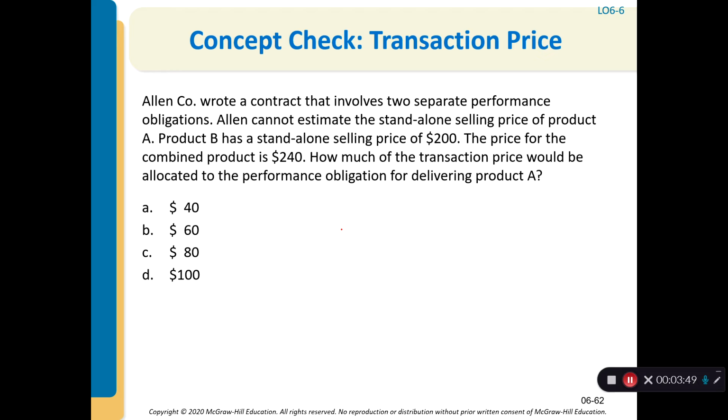So then we do the concept check. Allen Company wrote a contract that involved two separate performance obligations, and Allen cannot estimate the standalone selling price for product A. However, product B has a standalone price of $200. The price of the combined product is $250. How much of the transaction price would be allocated to the performance obligation for delivering product A? It's simply $50, because 250 minus the known 200, the leftover is $50.